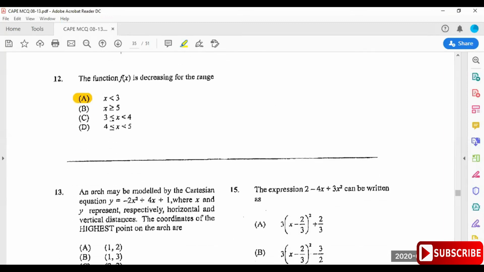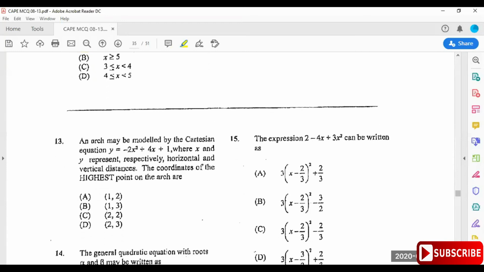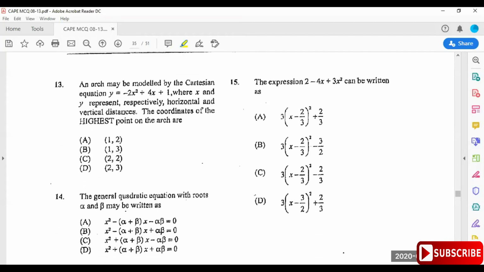All right, very good. All right, now question 13. Question 13 says an arc may be modeled by the Cartesian equation y equals minus 2x squared plus 4x plus 1, where x and y represent respectively the horizontal and vertical distances. Find the coordinates of the highest point on the arc. They're asking you for the maximum point.